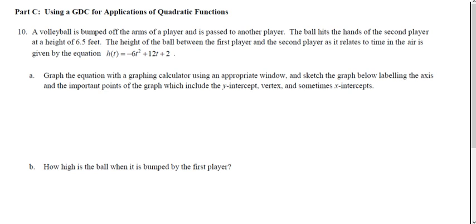A volleyball is bumped off the arms of a player and is passed to another player. The ball hits the hands of the second player at a height of 6.5 feet. The height of the ball between the first player and the second player as it relates to time, in the air, is given by the equation h of t is negative 6t squared plus 12t plus 2. Graph the equation with the graphing calculator using an appropriate window and sketch the graph below, labeling the axis and the important points of the graph, which include the y-intercept, vertex, and sometimes x-intercepts. So x-intercepts, if they matter.